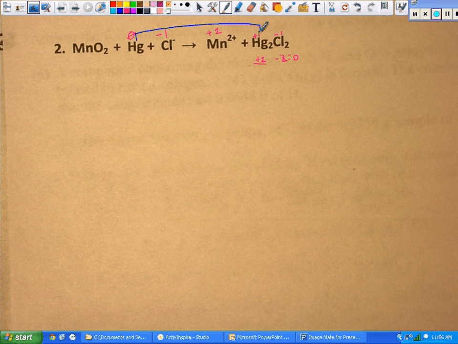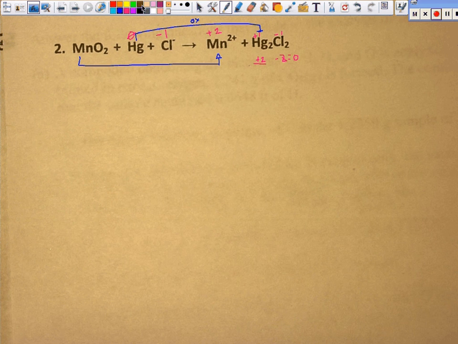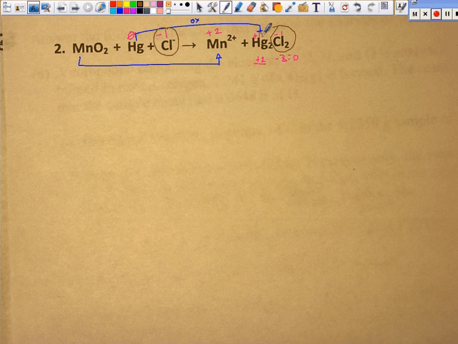Notice another thing, that chlorine goes from -1 to -1. Now, it did not change oxidation states. However, because it did change states of matter, it must be in the net ionic. And here's what I mean. This is an aqueous, right? Because it's an ion. But over here, this is a solid. And how we know this is a solid is the solubility rules. Remember, all chlorides are soluble unless they're with heavy metal bad guys. And guess what? Mercury is one of those heavy metal bad guys, so it is a solid.